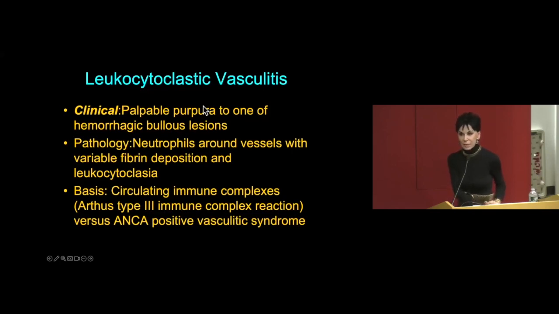It is a small vessel vasculitis that characteristically targets capillaries and venules. The vessels are surrounded and permeated by neutrophils. There's evidence of vascular injury revealed by luminal mural fibrin deposition and evidence of vascular compromise hallmarked by red cell extravasation. The basis of a small vessel vasculitis of the skin is oftentimes linked with circulating immune complexes, defining an Arthus type 3 immune complex reaction.